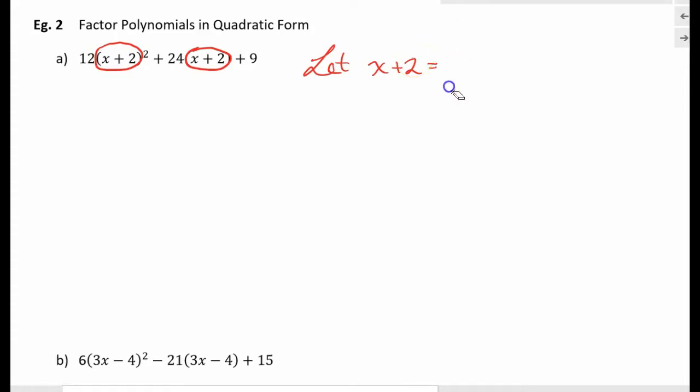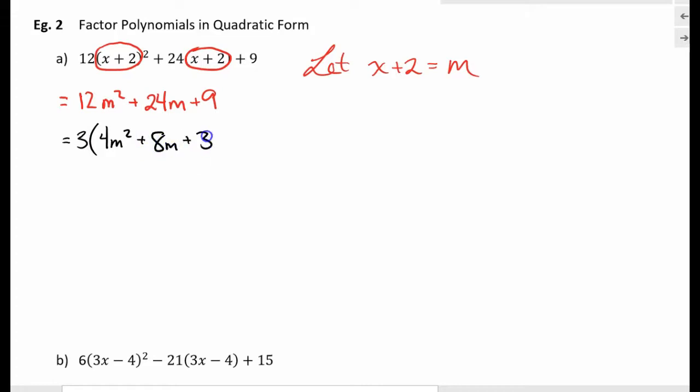So we can use y, you could use m for something completely different. Okay, so then I could say this is actually like 12m squared plus 24m plus 9. Well, that looks more manageable. That looks like a polynomial we've been working with so far. From here, greatest common factor is 3. So we're left with 4m squared plus 8m plus 3.